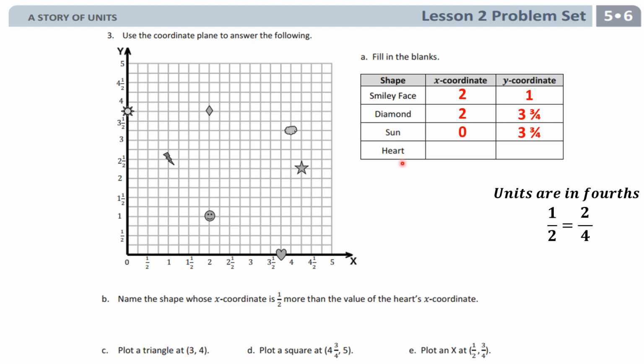Our last one, the heart. Here's my heart. I'd like you to take a few seconds to figure out the x-coordinate of the heart and the y-coordinate of the heart.